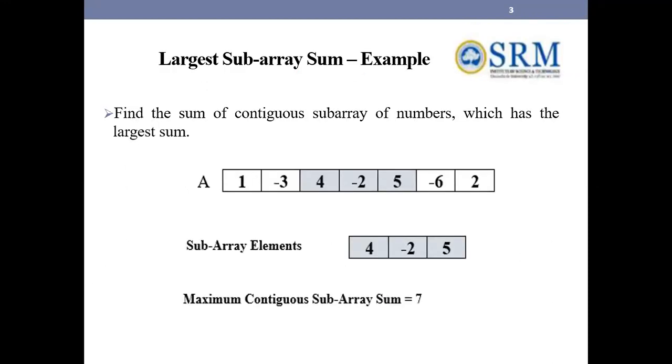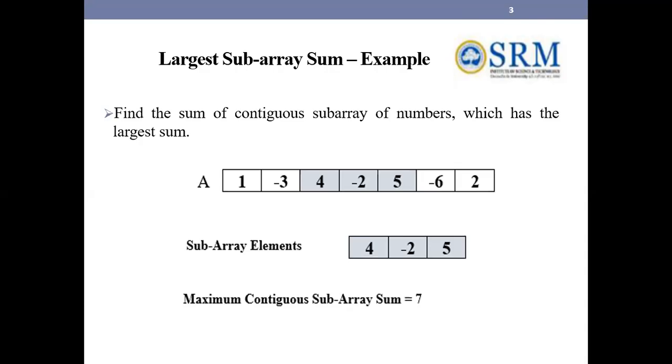We will see one example. Here the array A is the input, which has negative values and positive values. We are going to find the contiguous subarray of numbers whose sum of elements is maximum. That is the largest sum of subarray. Take the example: here there are 7 elements, and the subarray takes only 3 elements from the given array. All the elements should be continuous.